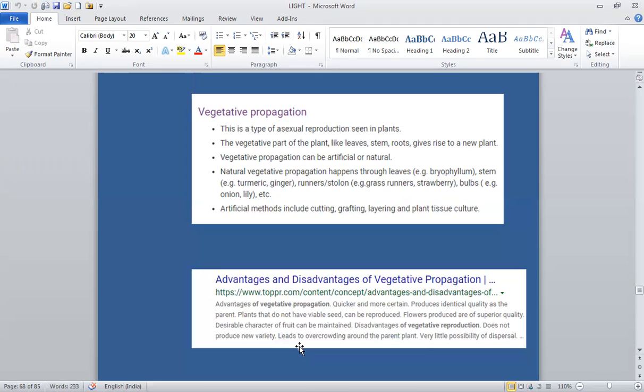But advantages are more than disadvantages. Vegetative propagation has more advantages than disadvantages. Therefore, we farmers use vegetative propagation to grow a large number of horticultural plants.